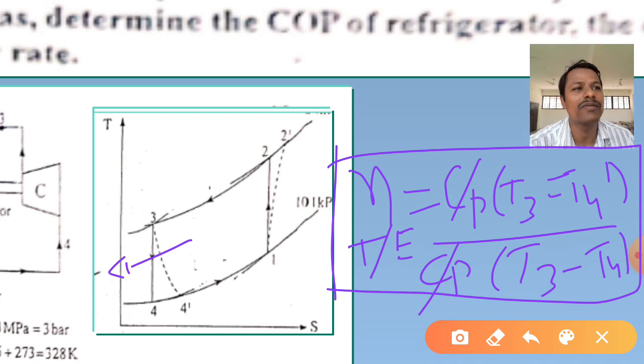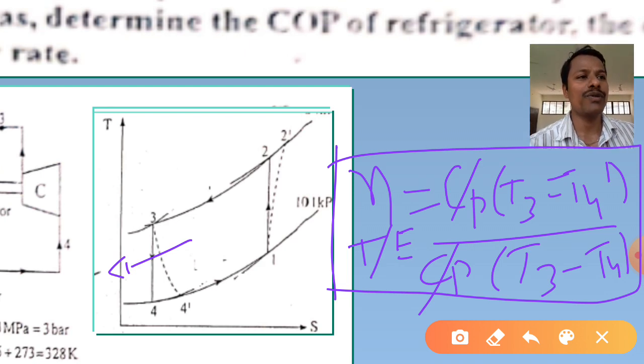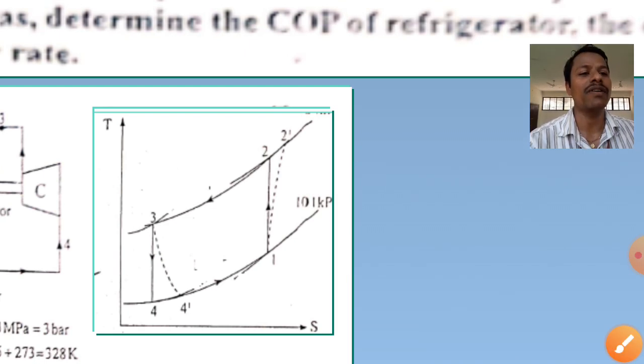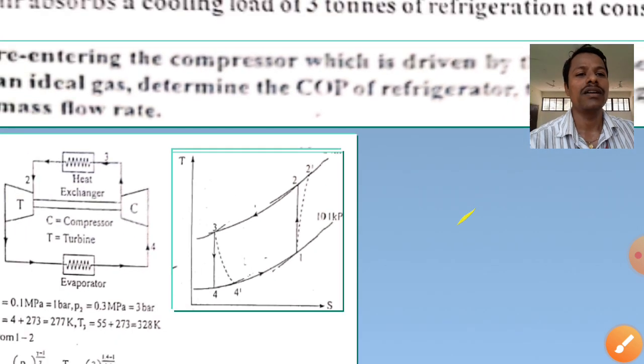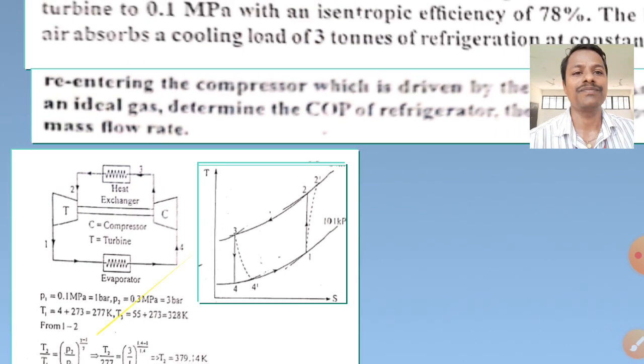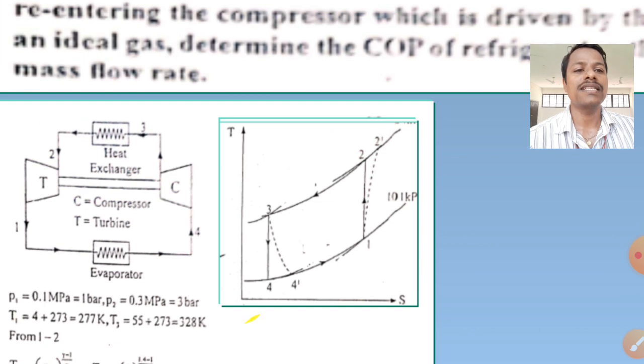So, this concept we have already discussed in the gas power cycles, and it is just a repetition for you. This is how we can remember the expressions for turbine efficiency and compressor efficiency. These equations we will use while solving this problem statement. Now let us assign the notations for the given statement.